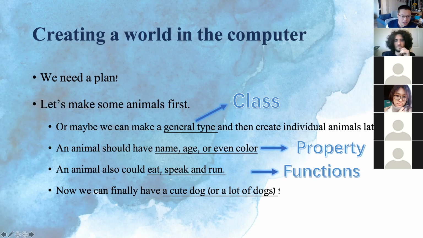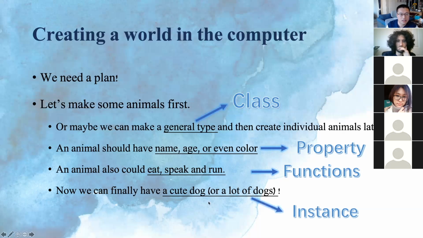And when we create everything like this, we create a class, the properties of this class, the functions of this class, then finally we can create something individual. Like we can create a dog, or maybe a lot of dogs, right? So what is a dog? Yes, obviously, like I said, it's an object. But what is this object? The dog is actually called an instance in OOP, in object-oriented programming.